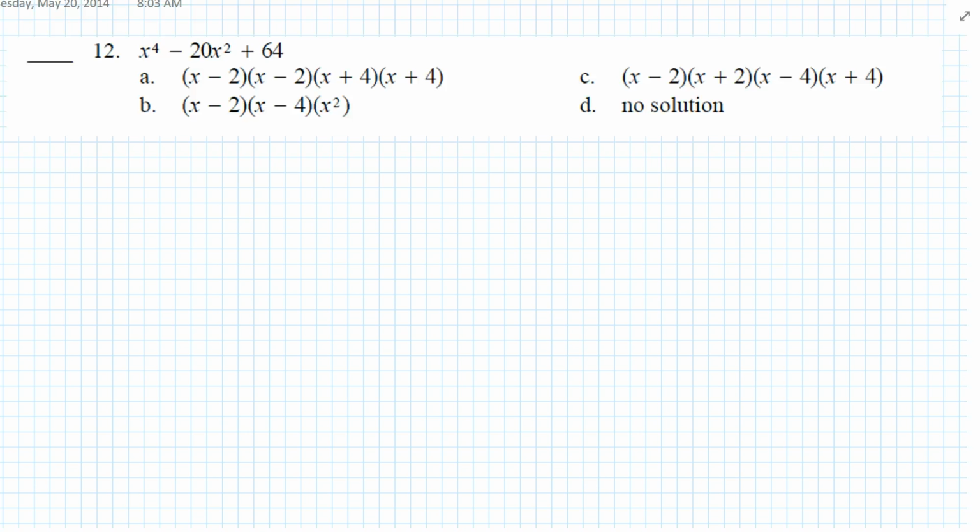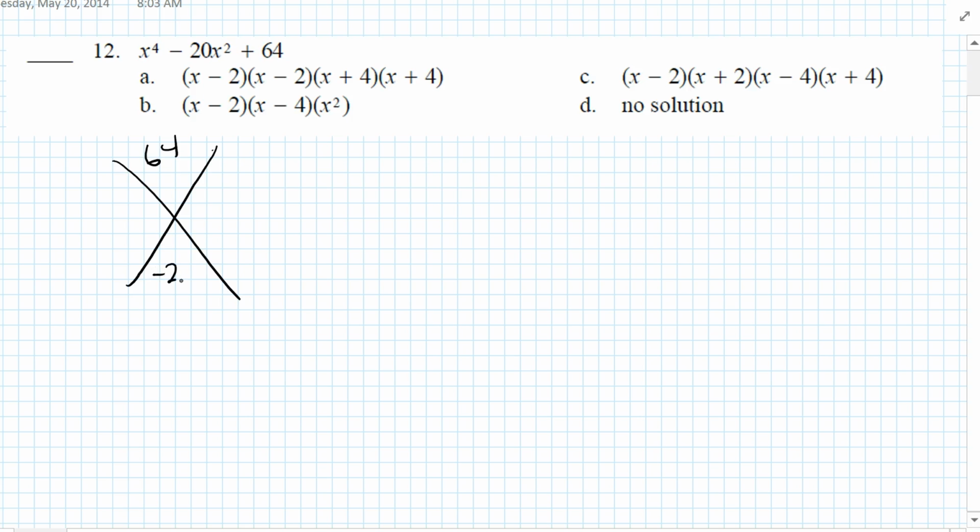X to the fourth minus 20x squared plus 64. So we could treat this just like a quadratic, but instead of using x, we'd use x squared. So we could say this is x squared. Let's do our x factor. I'm skipping on you guys. Two numbers that have a product of 64 and a sum of negative 20. Probably negative 4 and negative 16. Okay.